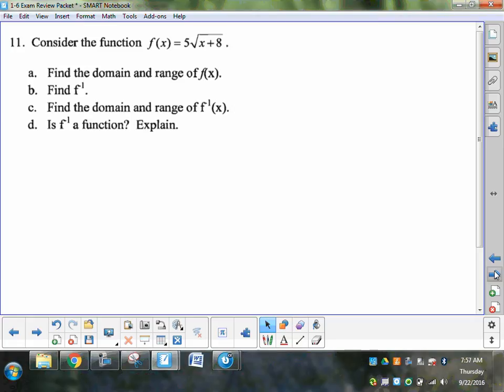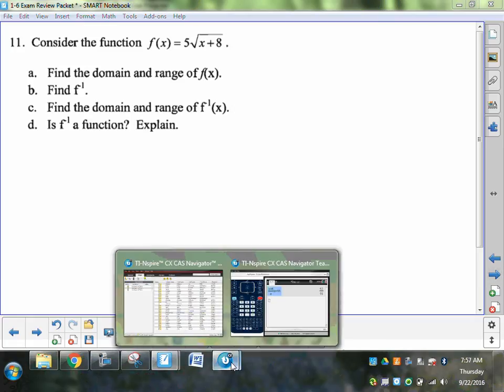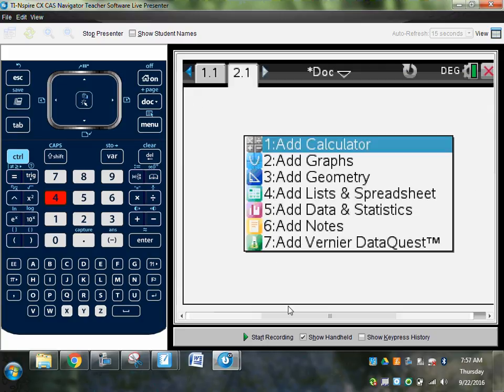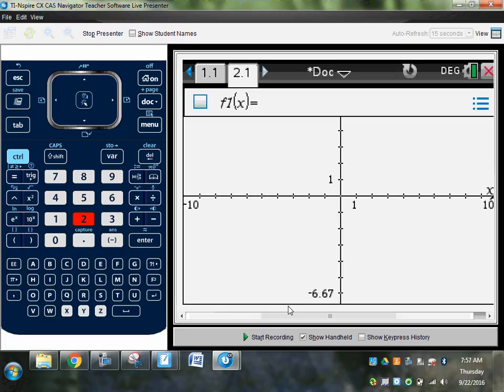So, did we talk about how to get a new problem as opposed to scratching everything out? So go in and let's add a new problem. So notice it goes 1.1 to 2.1. And didn't we get that by going to menu and something like that? It was like file or something like that. Insert, right? And it was a new problem. So we're going to add a graph, which is 2. And so from there, I would input, is it 5 times the square root of x plus 8, and press enter.